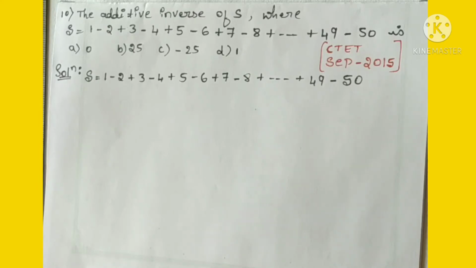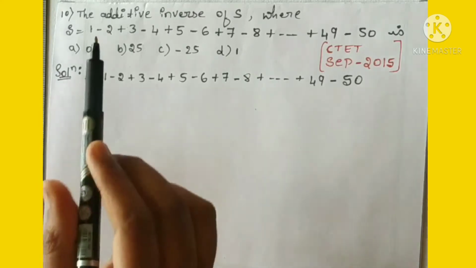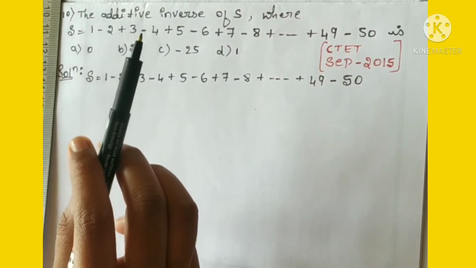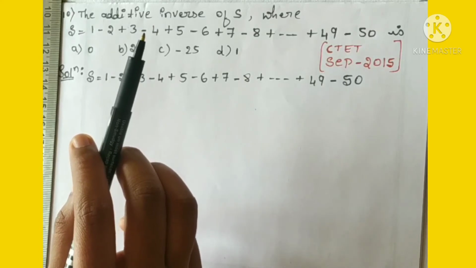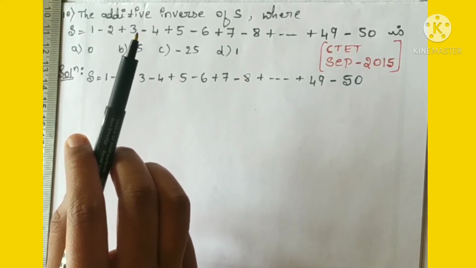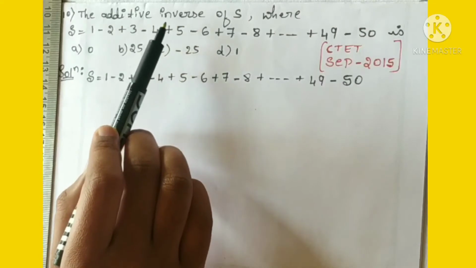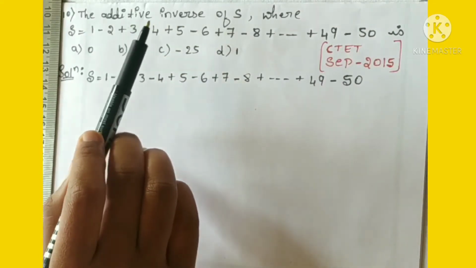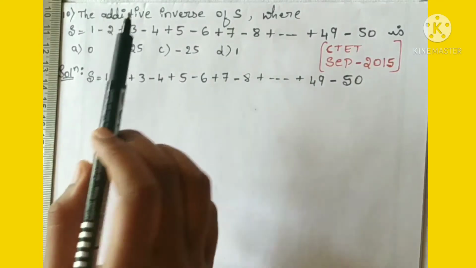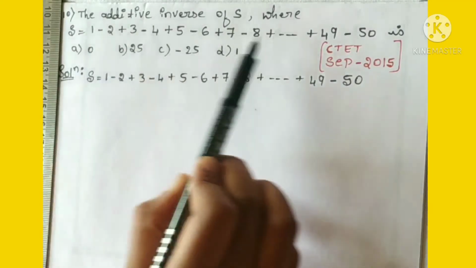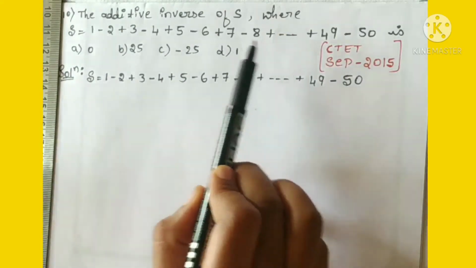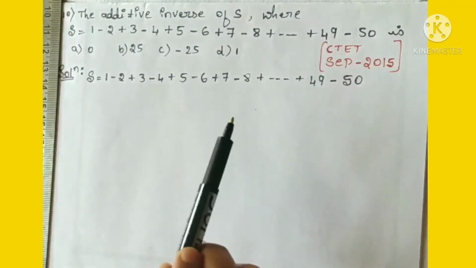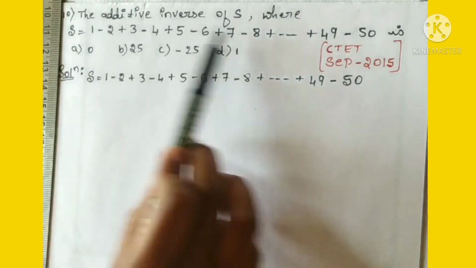Now, before going to solve this question, we have to know the meaning of additive inverse. Additive inverse means we have to consider the reverse or opposite sign. Now they have given S is equal to this, and we have to find out the additive inverse for this S. For this, I just consider the given data as it is here.